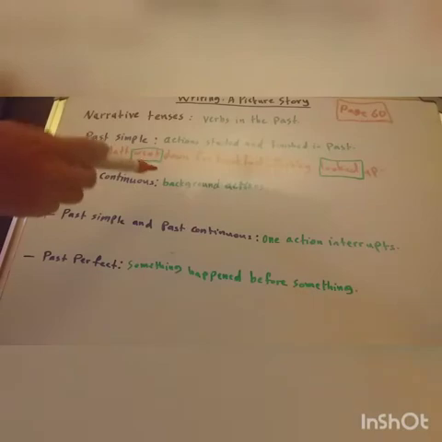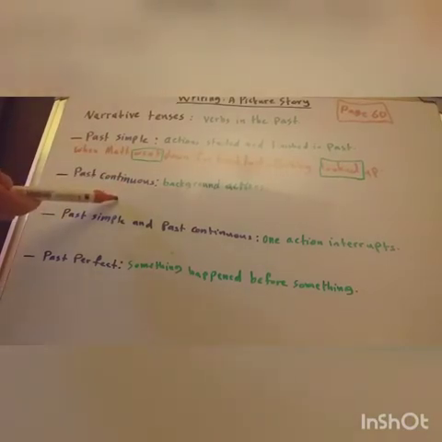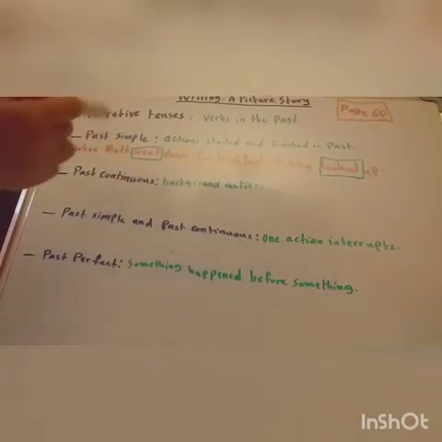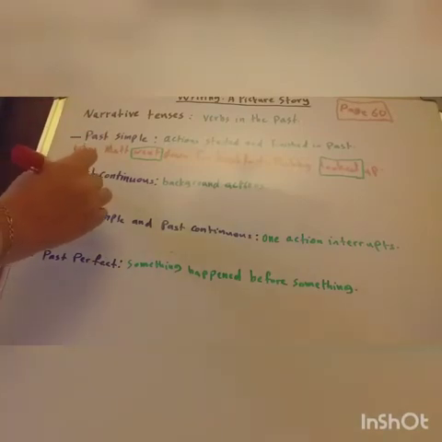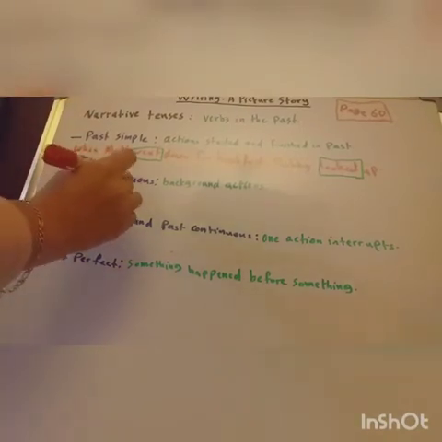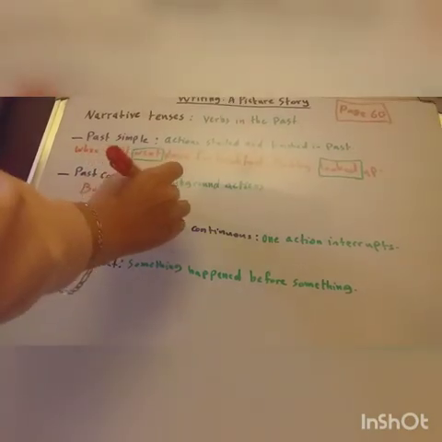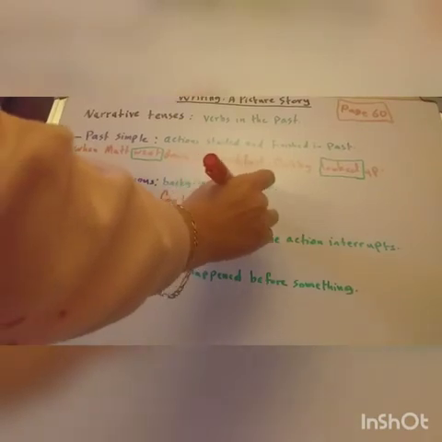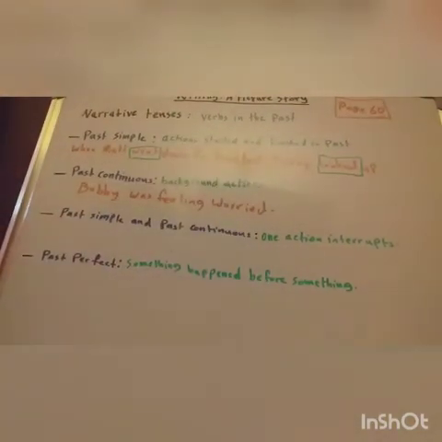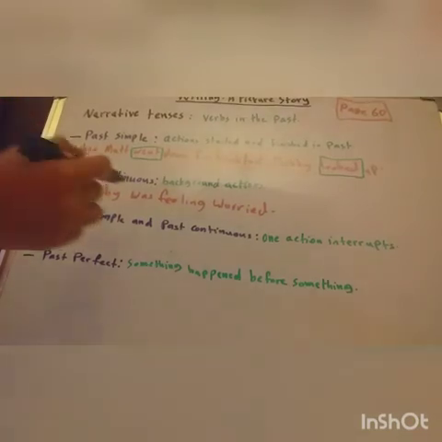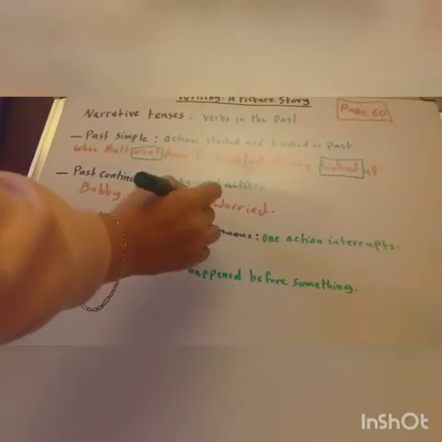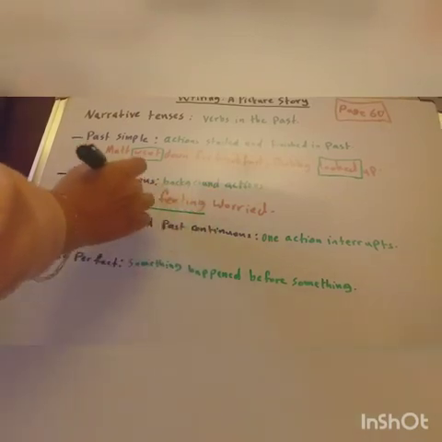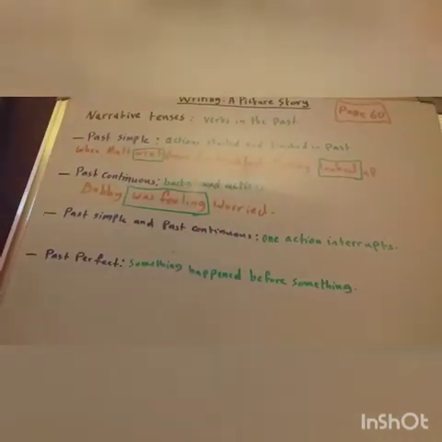Past continuous. We use the past continuous for background actions or a situation that continued for some time. Sentence example. Bobby was feeling worried. In this example, you can see that the action or the situation, feeling, continued for a time in the past.